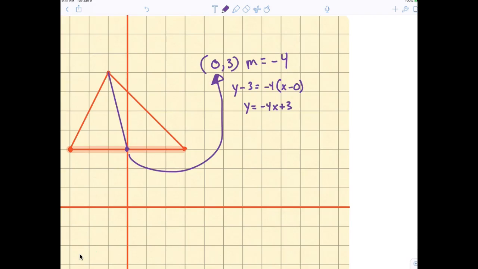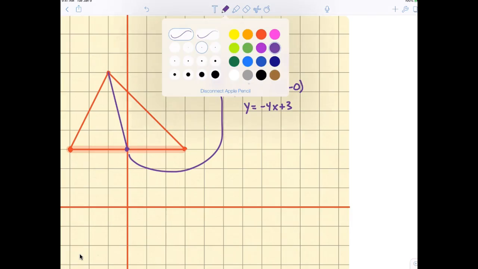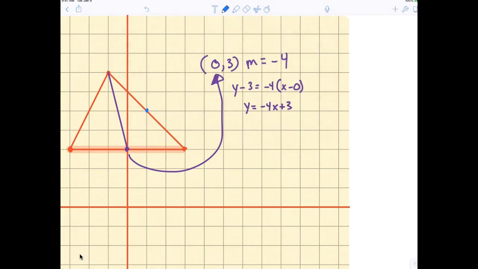All right, here we go. So I'm at negative 4x plus 3. Now, I want a midpoint of either of the other sides. Now, if I'm looking at it, here's what I want to try to show you, see if you agree. This looks like the midpoint.